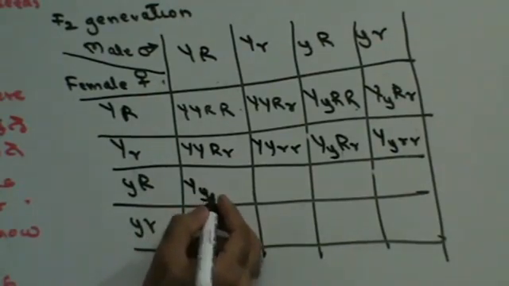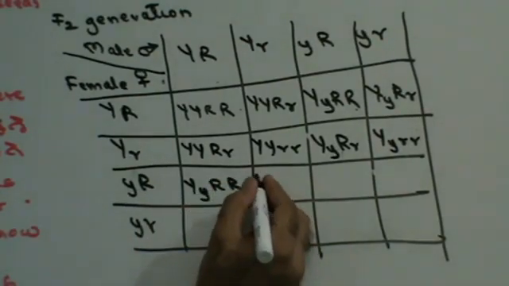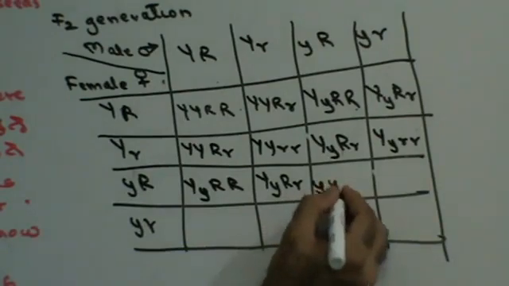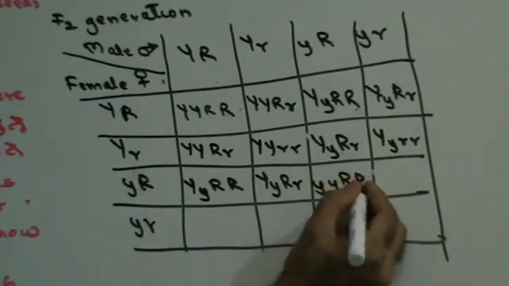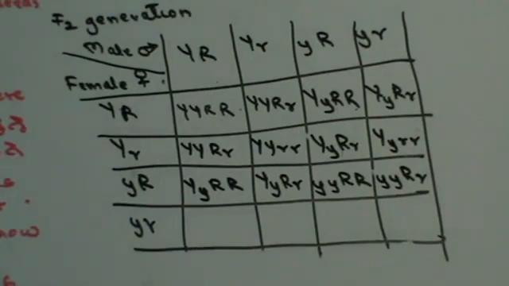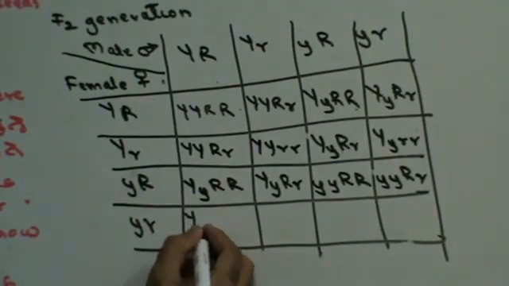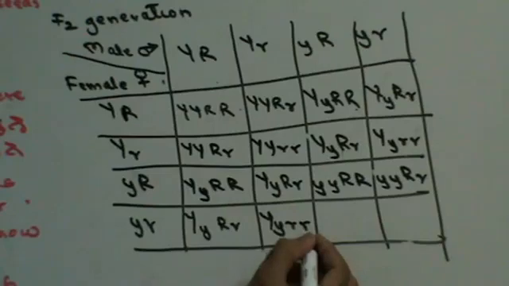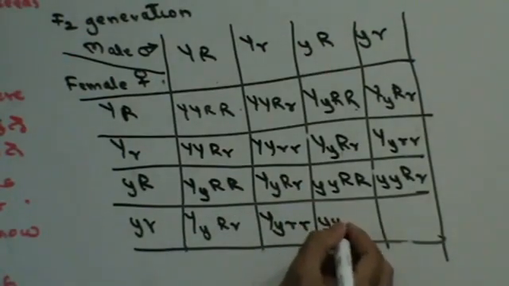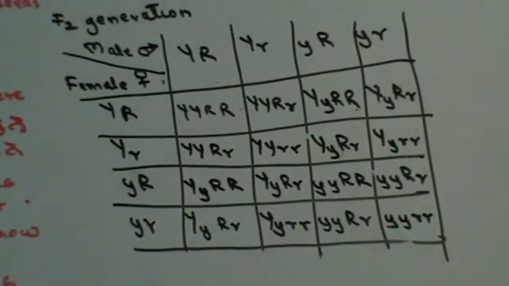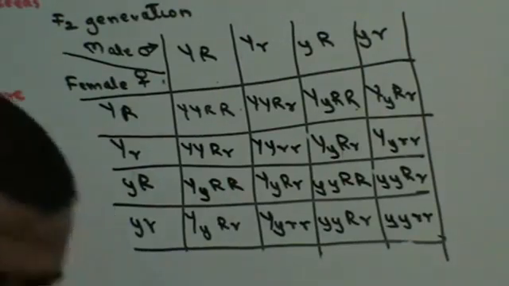This will be capital Y, small y, capital R, capital R. Capital Y, small y, capital R, small r. Small y, small y, capital R, capital R. Small y, small y, capital R, small r. Then capital Y, small y, capital R, small r. Capital Y, small y, small r, small r. Then you have small y, small y, capital R, small r. And finally small y, small y, small r, small r. So this is going to be my checkerboard pattern for 2 characters that are different.